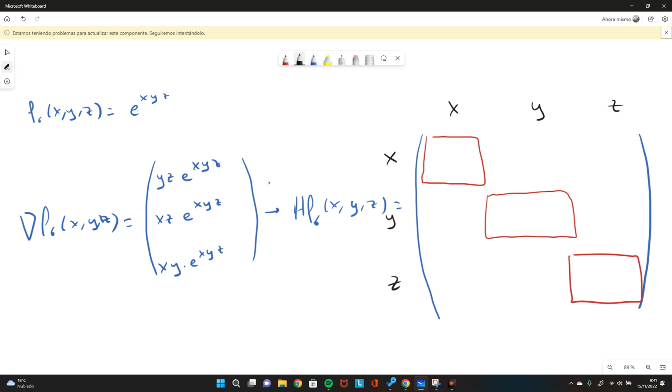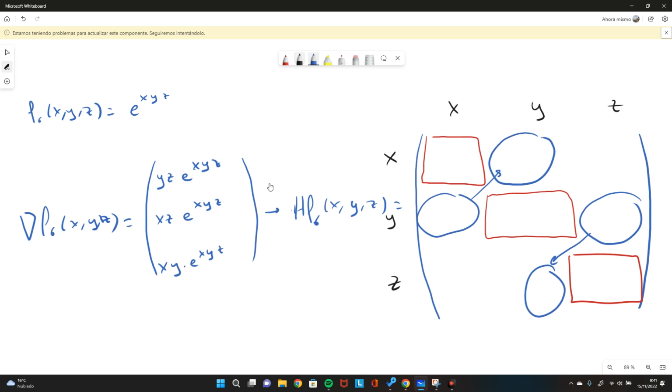And again, these two derivatives are going to be the same as these two. The same happens with these two. So you just have to do one. The same happens with these two. They are going to be the same. This is going to be xy, this is going to be xz, and this is going to be yz. So just those.